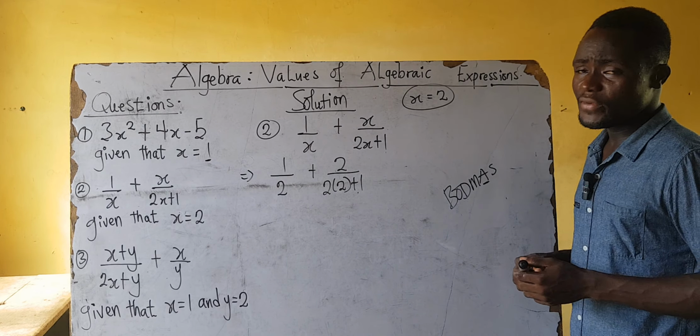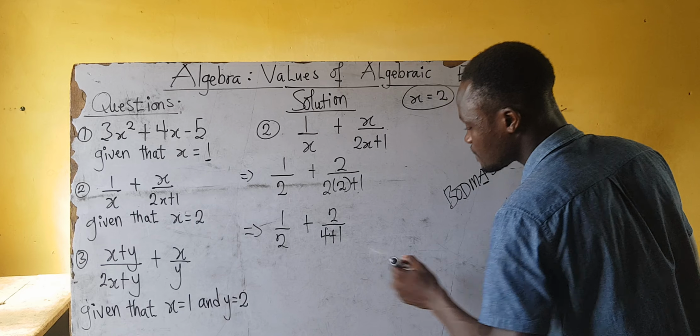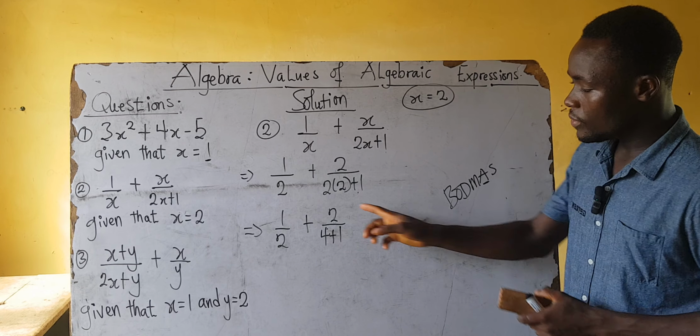So here I'm getting 1 over 2 plus 2 over 2 times 2 gives me what? 4. Okay, plus 1. Remember here we multiply the 2 times 2. If I have this, it means multiplication. It means 2 times 2. That is why I am getting 4. That's why we've written 4 here. So here we have 2 times 2, which is 4, plus 1.